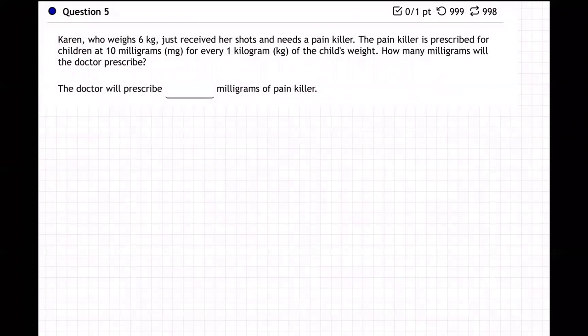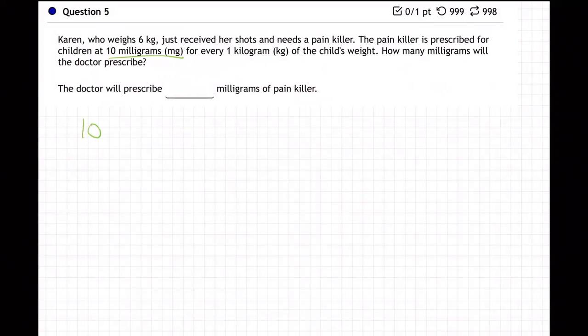So how do they decide these kinds of things? Or how do you, as a parent, if you read the bottle for the aspirin, the acetaminophen or something like that, and it says 10 milligrams for every 1 kilogram of the child's weight. Well, this is basically a ratio. So let's do it.